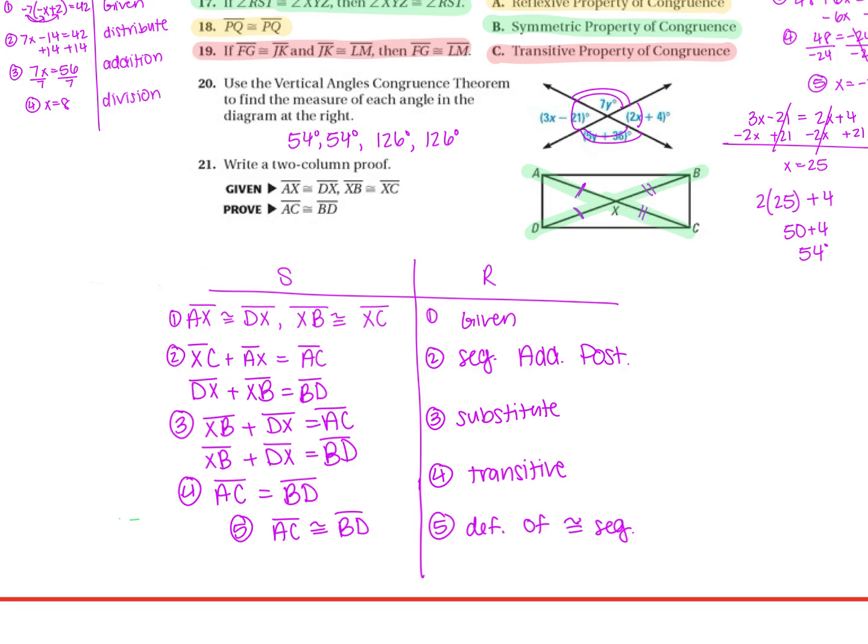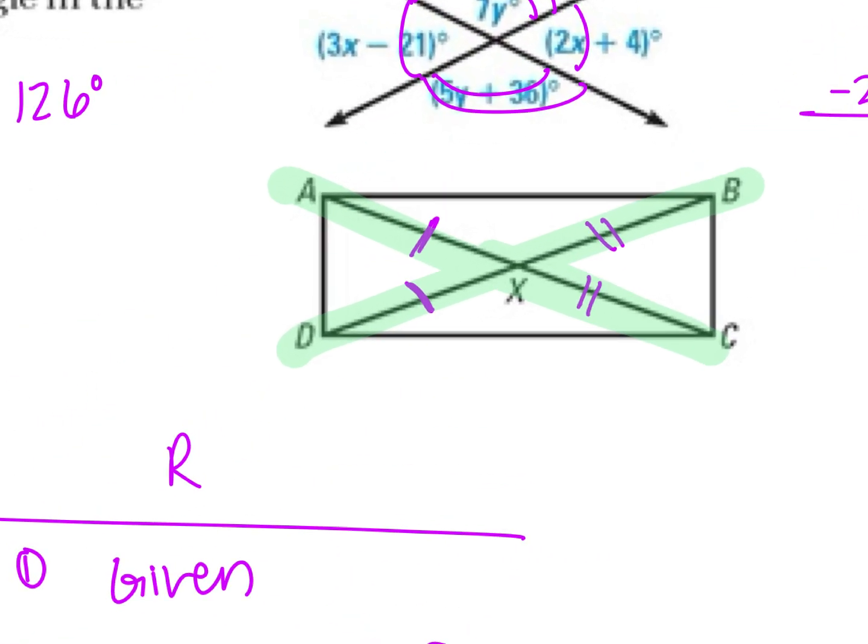Actually, that would not work. When you're using CPCTC, you would be proving that this segment is congruent to this segment, but it's asking for the entire line. You wouldn't be able to use that. If you were to use that, you could prove that this is congruent to this in a way, but you'd have to do a lot more steps.